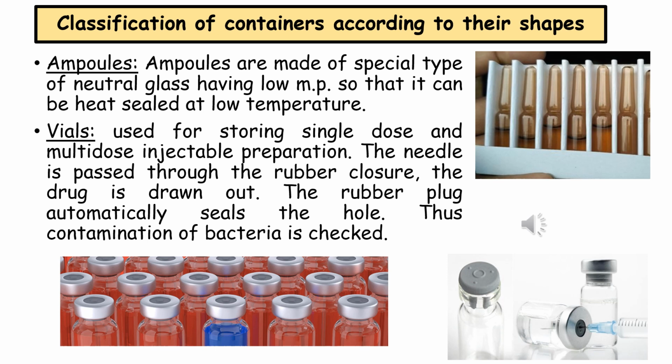Then vials. A vial is a small glass bottle which is used to store medication in liquid form. But even powders and solid preparations can be stored in vials. This vial is closed with a rubber closure, and usually there are single use vials which are used for parenteral administration. The needle is passed through the rubber closure and the drug is drawn out and then injected to the patient, and then the rubber plug automatically seals the hole.